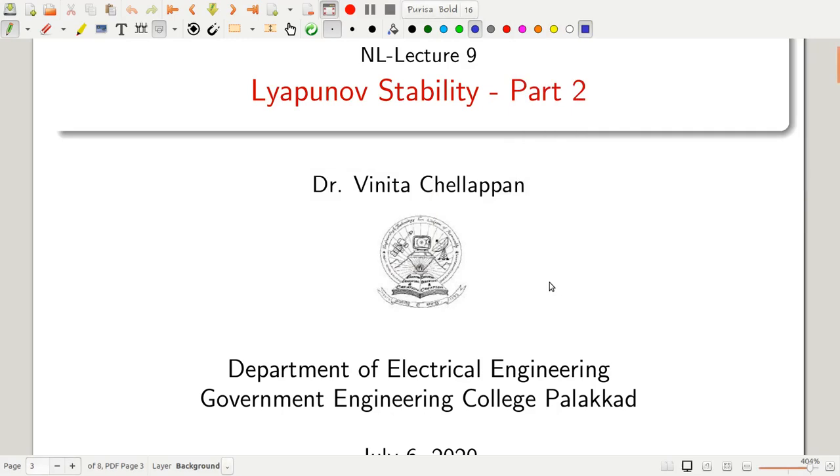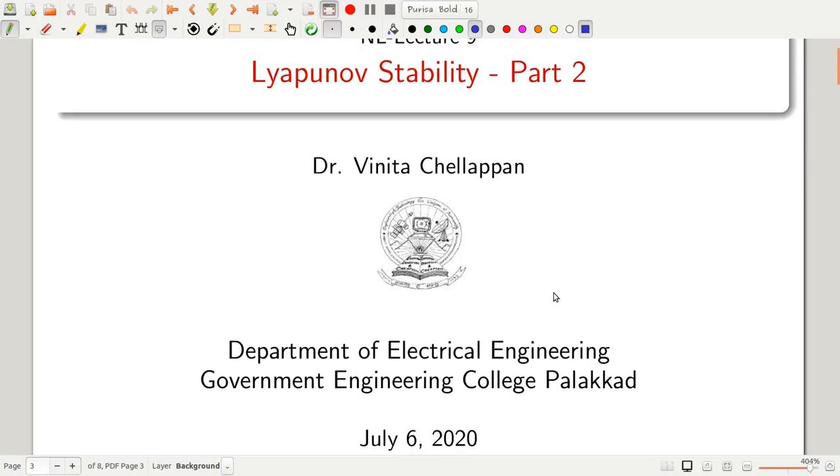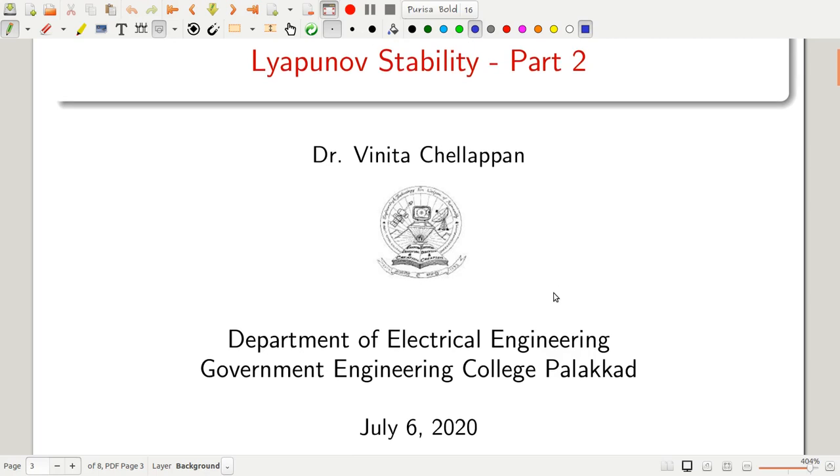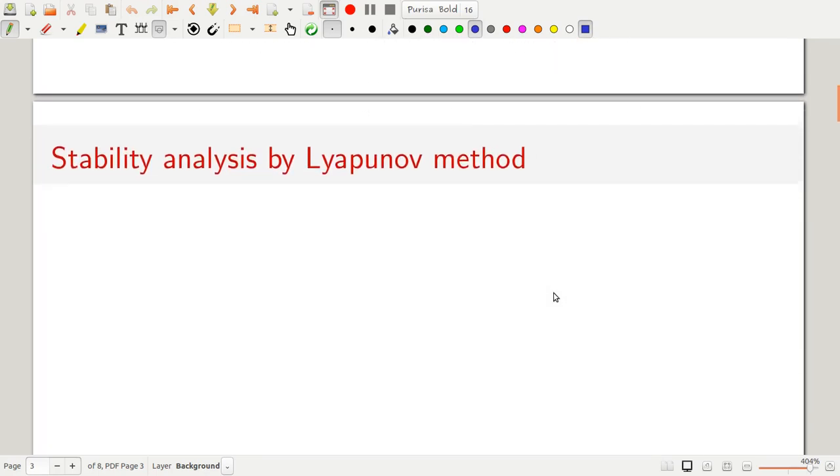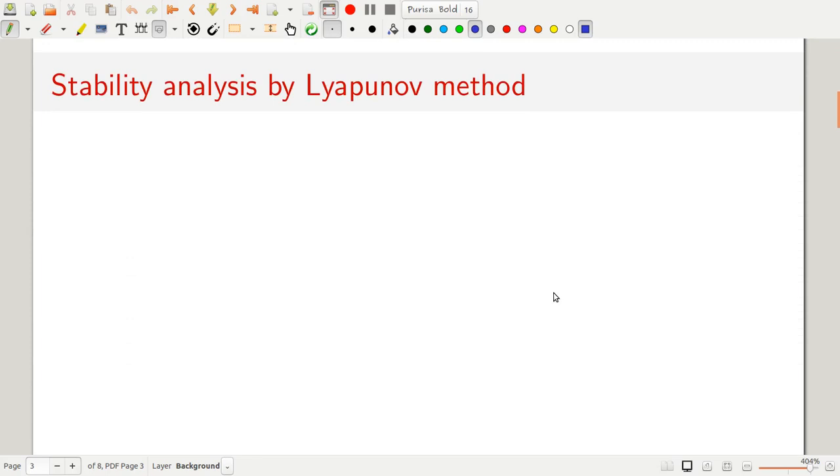Hello. Now let us go to the second part of the stability of nonlinear systems. So in the last lecture, we had seen the notion of stability in the sense of Lyapunov. In this session, we will see some approaches for analyzing the stability of nonlinear systems. In the last lecture, we had defined three terms in the sense of Lyapunov.